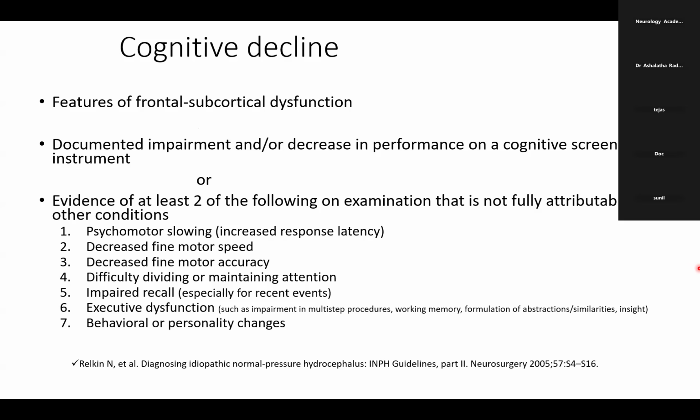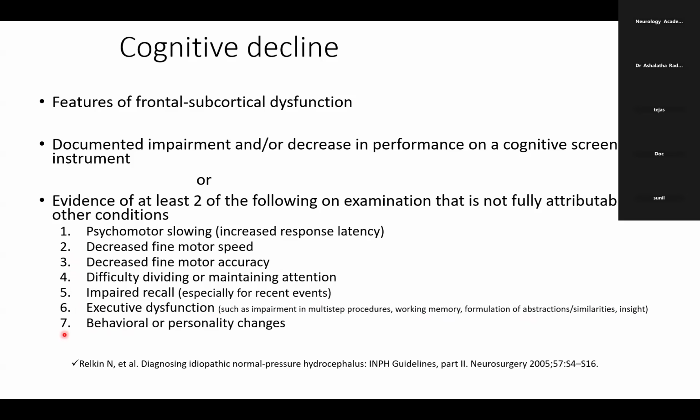Coming to the cognitive decline, there are features of frontal subcortical dysfunction. There is documented impairment or decrease in performance on a cognitive screening instrument. There is evidence of at least two of the following that is not fully attributable to other conditions, which include psychomotor slowing, decreased fine motor speed, decreased fine motor accuracy, difficulty dividing or maintaining attention, and impaired recall, and executive dysfunction impairment such as multi-step procedure impairment, working memory impairment, formulation of abstracts or similarity, and impairment in insight.